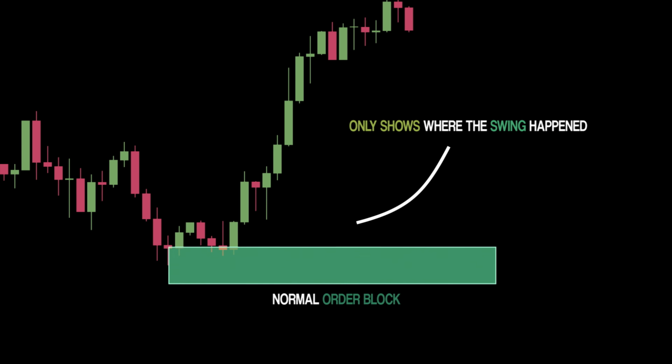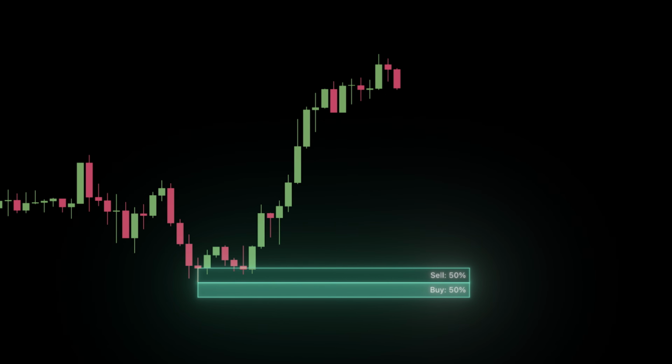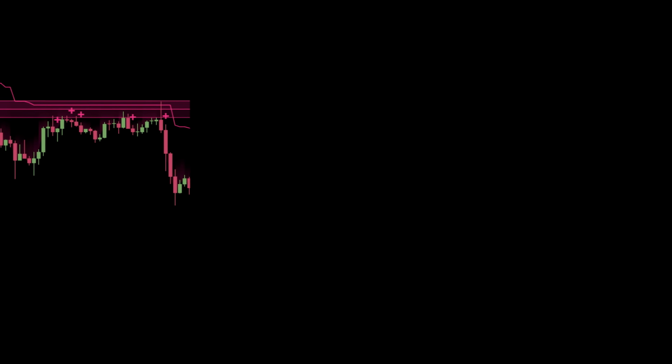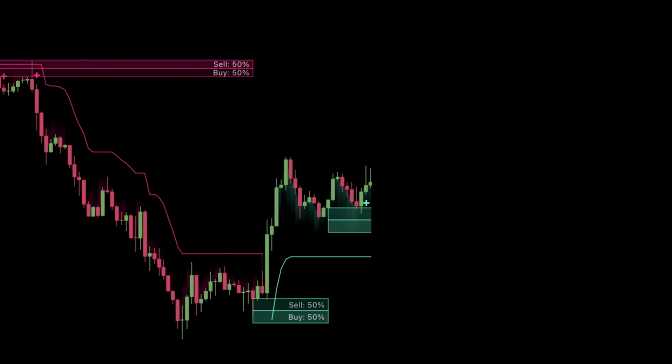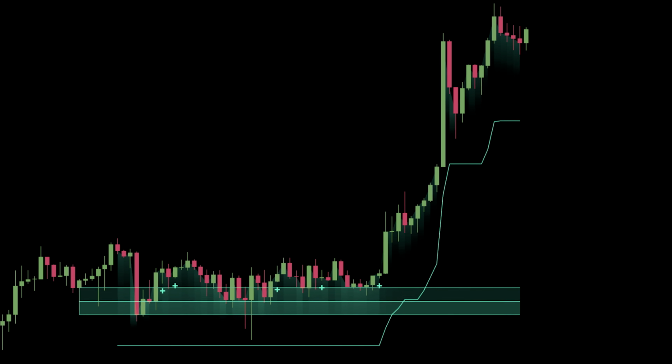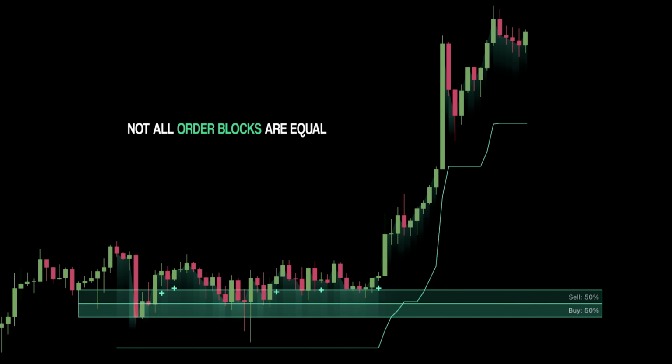That's what actually separates this from a normal order block tool. A plain order block just tells you where the swing happened. This one tells you who was actually in control while it happened. And stick with me, because once you start reading that split, you'll notice it lines up with which zones actually hold and which ones just get blown straight through. That's the part most people watching this are about to trade completely differently from now on.